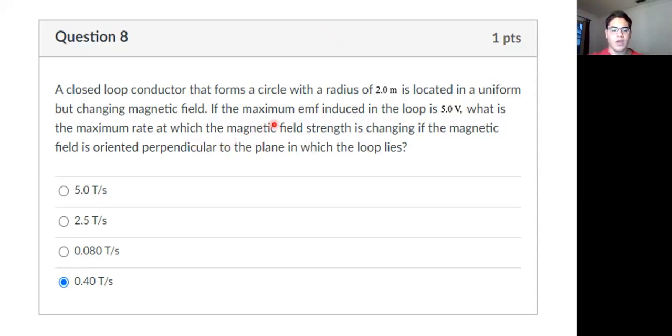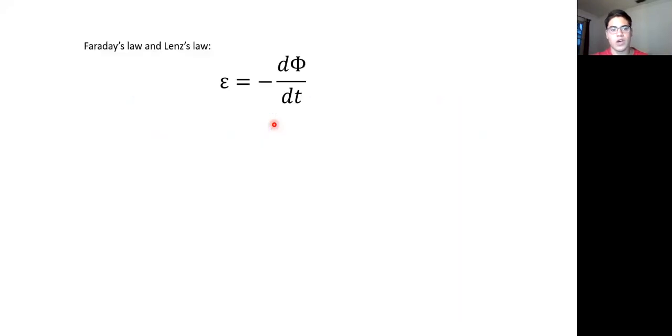So to answer this question, we'll need to use a combination of Faraday's law and Lenz's law, which tells us that the induced EMF is related to the negative change in the magnetic flux. And we also need to know that the magnetic flux is equal to the magnetic field times the area that it's passing through times the cosine of the angle that it makes with that area, also known as the dot product of the magnetic field and the area.